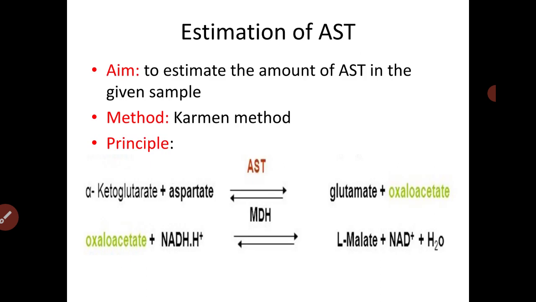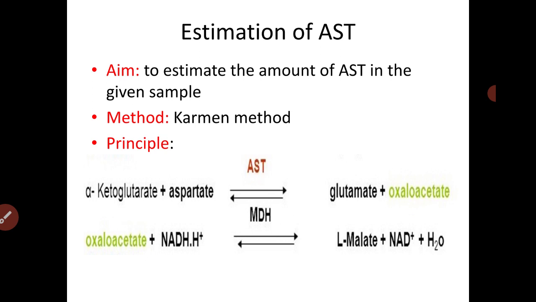Now, how do we estimate AST? It is by using the Karmen method, and the principle behind this method is that, as I said earlier, AST is involved in the transfer of amino groups from one amino acid to an alpha keto acid. So AST transfers the amino group from aspartate to alpha ketoglutarate. Therefore, the amino acid aspartate is converted into an alpha keto acid, oxaloacetate, and the alpha keto acid alpha ketoglutarate is converted into an amino acid, glutamate. So AST catalyzes this reaction, and it requires pyridoxal phosphate as a coenzyme for carrying out this reaction.